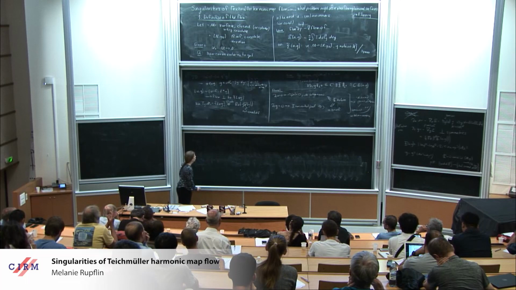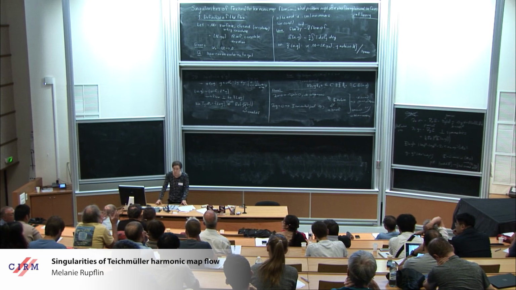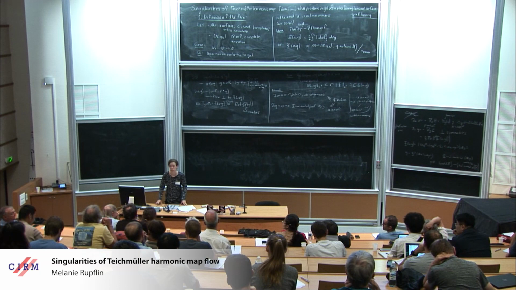Yes? Minimizers aren't going to have branch points by results like Osserman, Gulliver, whatever. Does the flow somehow automatically get rid of them in that dimension?